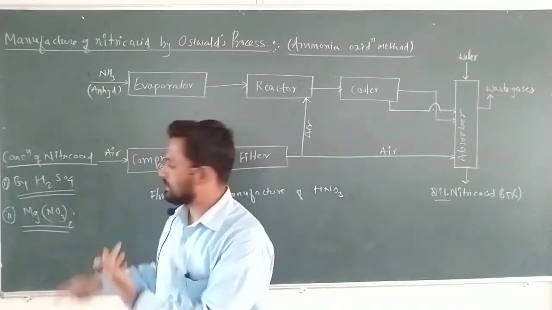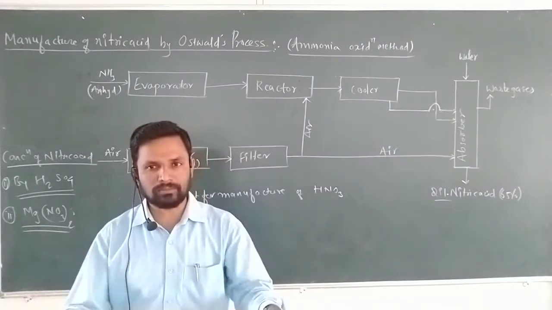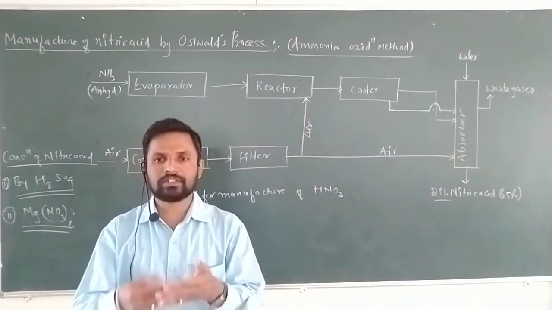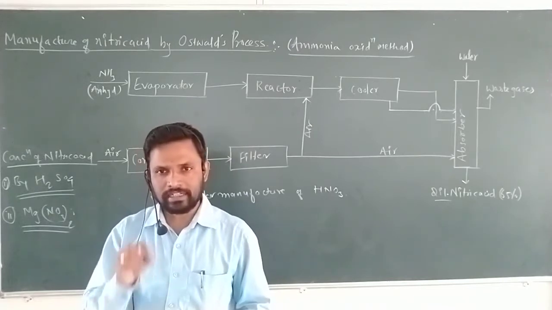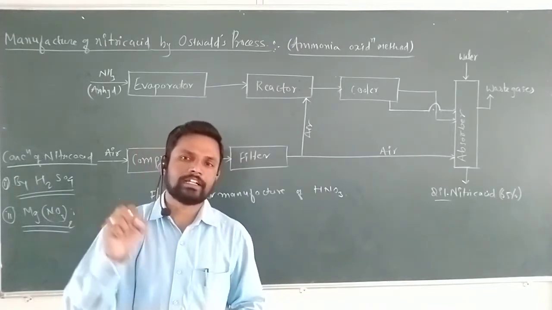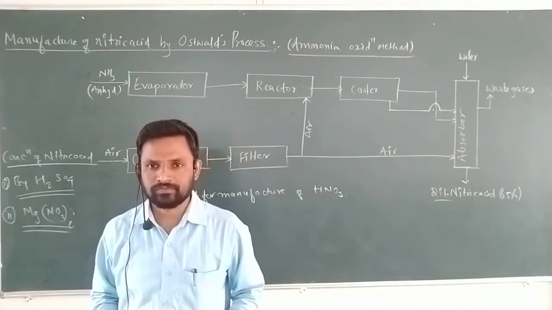What is the role of the sulfuric acid? Here the sulfuric acid removes the water molecules from the diluted nitric acid and converts it into the pure concentrated 90 to 95% nitric acid. That is the one thing.